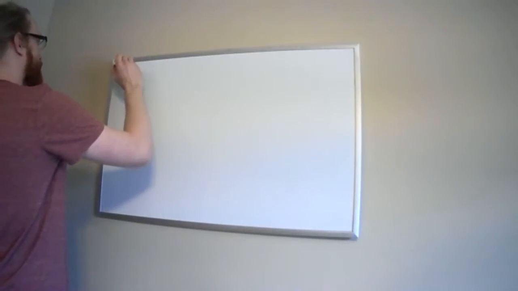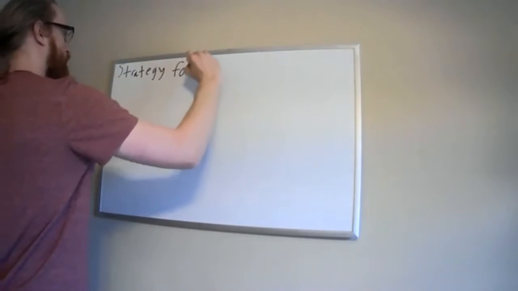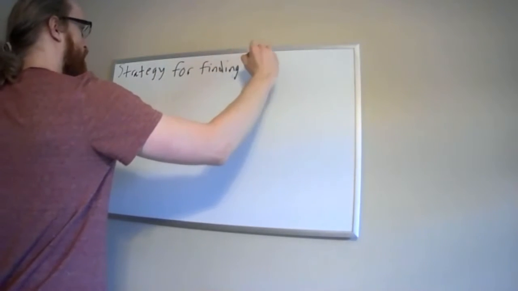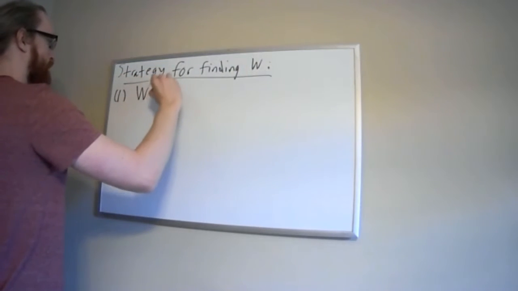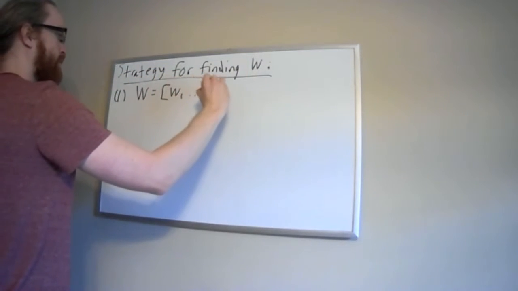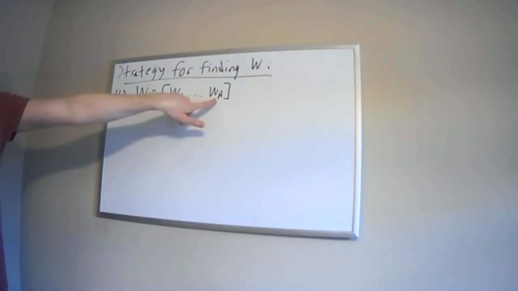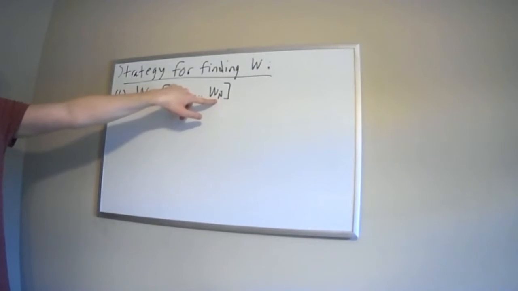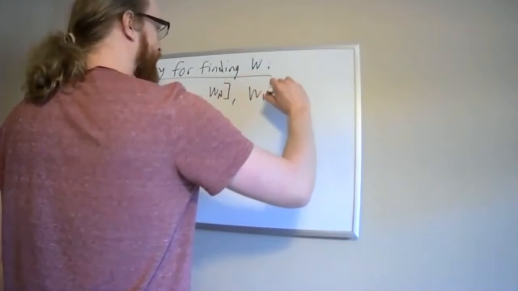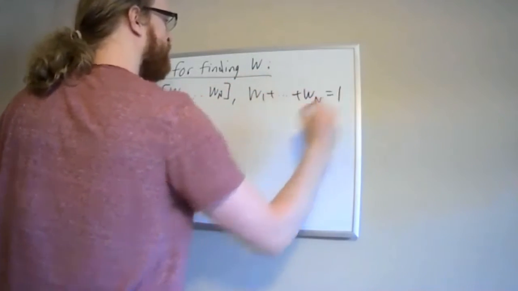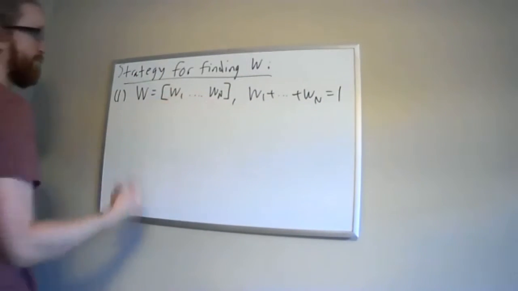So here is our strategy for finding a stable vector. Strategy for finding W. The very first thing we did is we wrote down a vector like this. We basically made a bunch of placeholder variables, W1 up through Wn. So the number of W's you have here depends on how many states there are in the Markov chain. You'll have one for each state. And we also know that when I add them all up, I get 1. So we write this vector full of variables down, and our goal is to find each one.